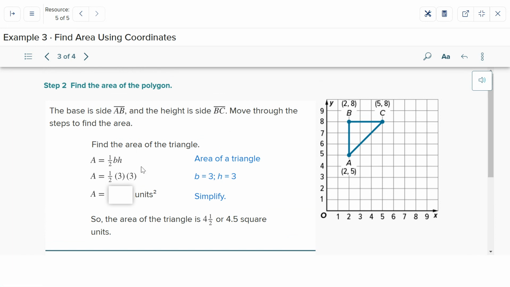So now that we have our 3's, we have 3 on each side here, we can plug these into our formula. So area equals half times base times height, or area equals half times 3 times 3, or we've got 3 times 3, which is 9, times half, which is 4.5, or 4.5.